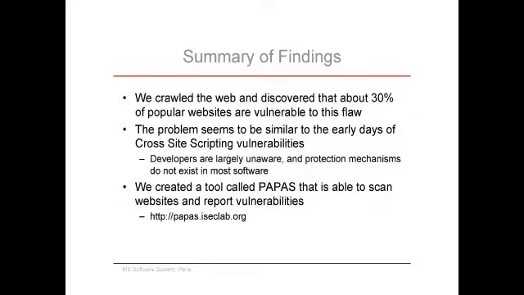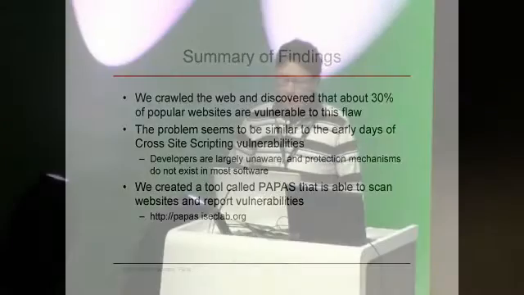To give you a very brief summary, we crawled the web and discovered that about 30% of popular websites are vulnerable to this type of flaw, which is much, much higher than what we had seen with cross-site scripting or SQL injection back in 2006. The problem seems very similar to the early days of cross-site scripting vulnerabilities, where such issues were not known by developers. That's why, when they were writing code, they were building in such vulnerabilities. Developers seem to be largely unaware, and protection mechanisms do not exist in most software. So we created a tool called PAPAS that is able to scan websites and report vulnerabilities. I will briefly give you some details about this tool and how we detect these bugs automatically.